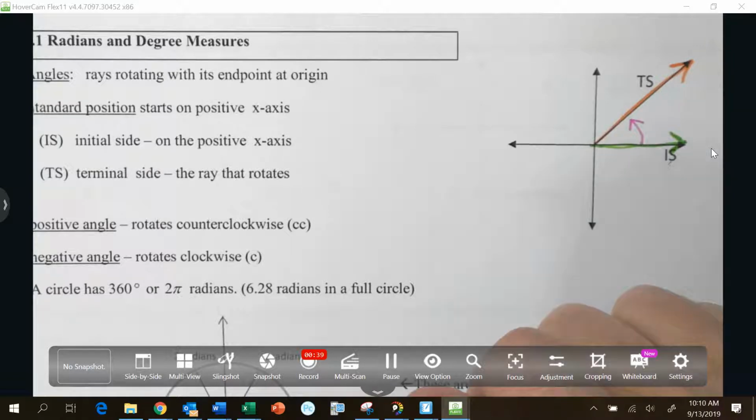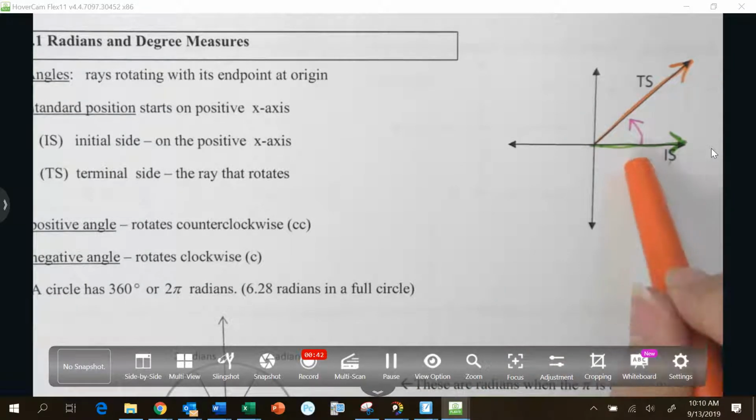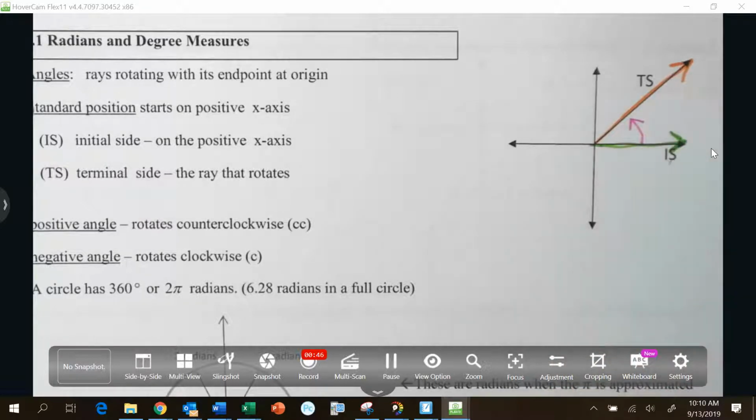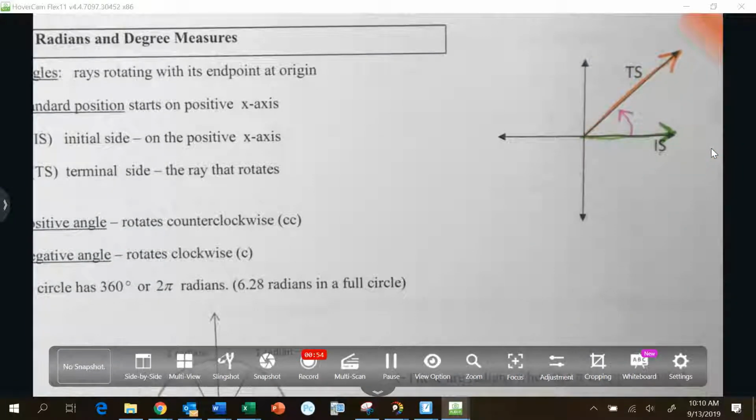Those are positive angles. If it's a negative angle, it's going to rotate clockwise, which in my head I'm thinking, well, if it goes down, it's negative. If it goes up, it's positive. But it's not really going up or down. It's rotating.